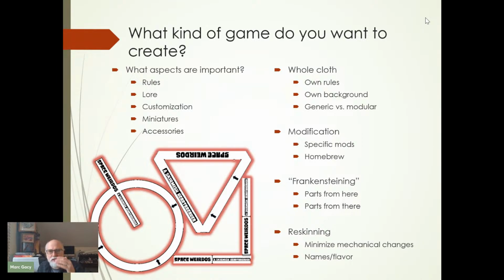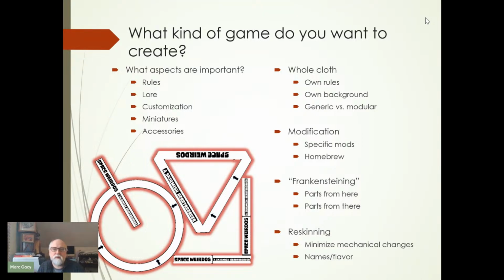I talked a little bit about each of the different types: a whole cloth, own rules, own background. If you want to do your own complete set of rules and your own custom background, you're probably going to want to do a whole cloth game. And you'll also probably want to consider whether it's a generic versus a modular game.